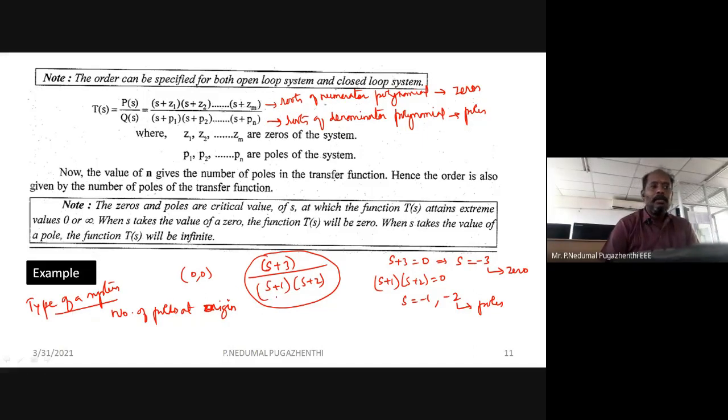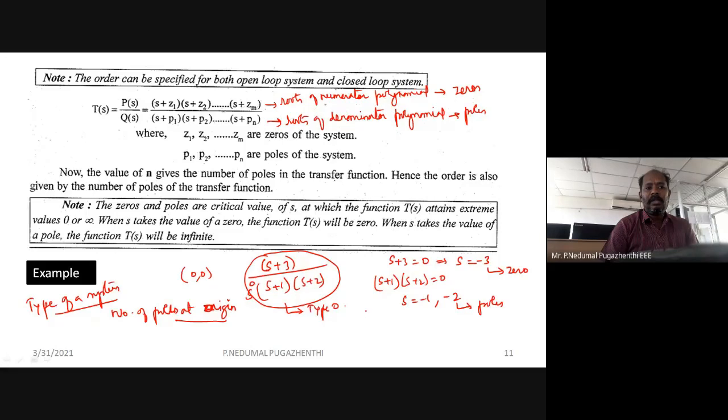So how many poles are there at 0, 0? There is no pole. That is what indirectly says s power 0. The poles at the origin is nothing but s power 0 in this particular example. So it is going to be type 0.